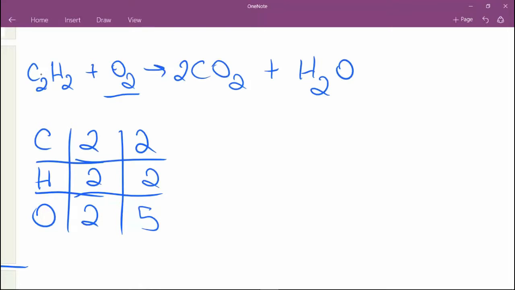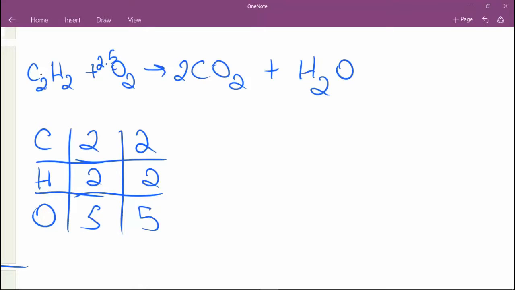Now the reason I want to leave oxygen to the end is because I can manipulate that oxygen to be any number that I want it to be. If I want it to be 5, I can make it 5. All I have to do is say, what is 5 divided by 2, which happens to be 2.5, and my coefficient here becomes 2.5. 2.5 times 2 is 5, and now this is 5, and I have a balanced chemical equation. Okay, but you can't leave it that way.